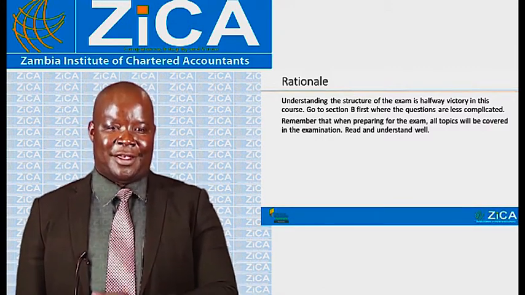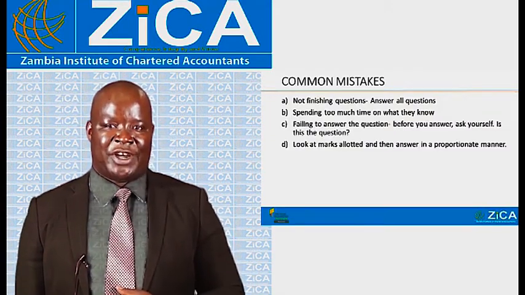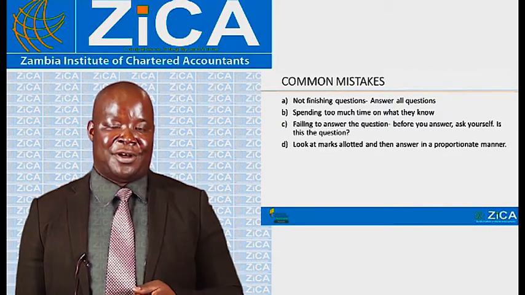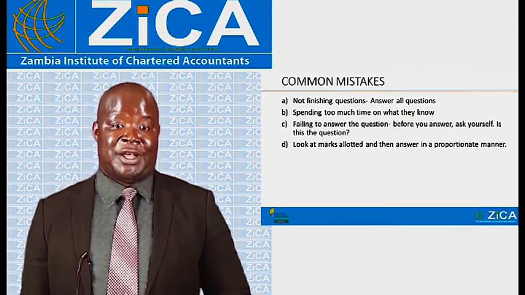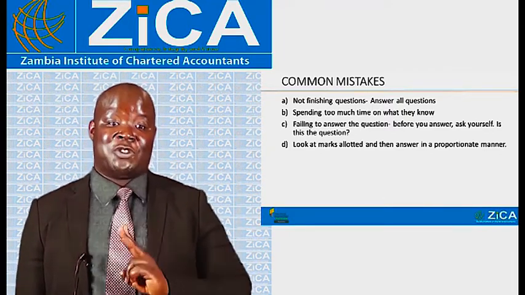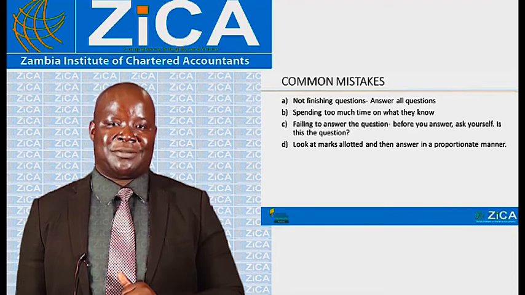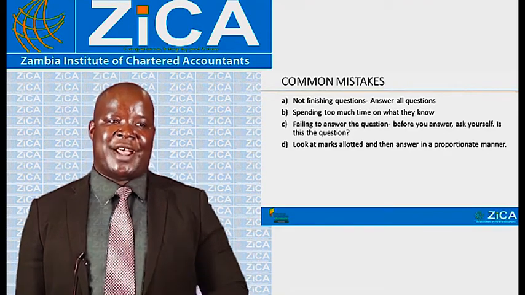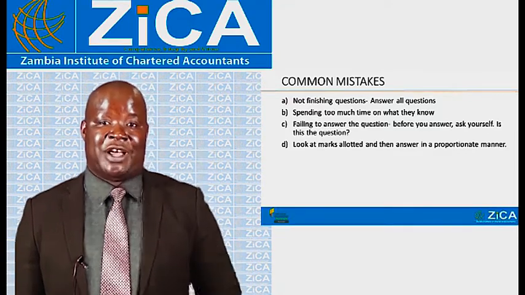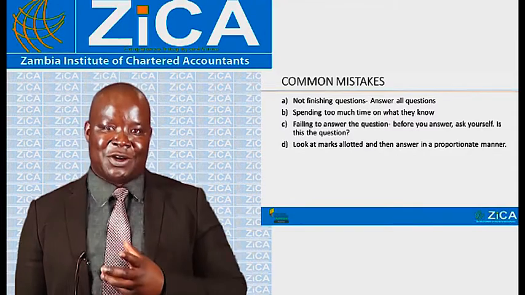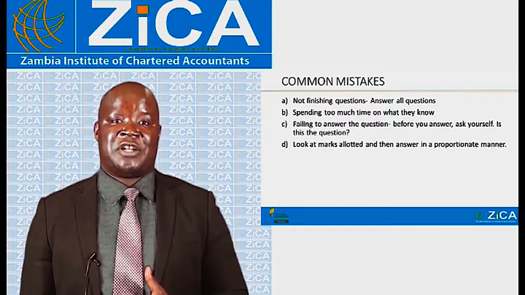Okay? In conclusion, what are the common mistakes which most of you find yourselves doing during the exam? Number 1, I've already mentioned it. Most of you don't finish writing your examinations. Number 2, spending too much time on what you know and neglecting other questions. Number 3, failing to answer the question. Always have at the back of your mind, am I answering the question or I'm just writing something which is not relevant? Maybe almost akin to a love letter. Answer the question. Write that which is relevant. Okay? Look at the marks allotted and then answer in a proportionate manner.